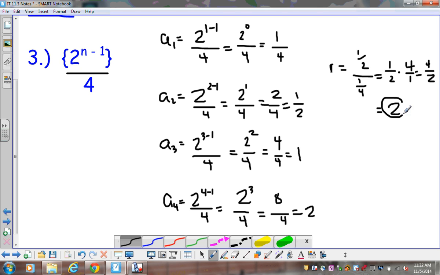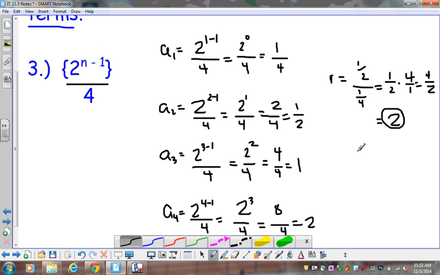All right, so it looks like my common ratio is 2. So let's just make sure. 1/4 times 2 will give me 1/2. 1/2 times 2 will give me 1. 1 times 2 will give me 2, etc. So my fifth term should be 4, because 2 times 2 is 4. My sixth term should be 8, because 4 times 2 is 8. So it looks like my common ratio is 2, so this does in fact represent a geometric sequence, and my common ratio is 2, and there are my first 4 terms.